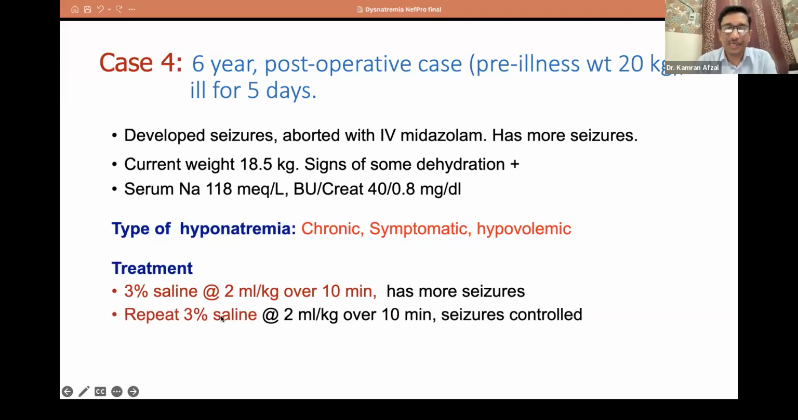Once we have given the second bolus, you must measure the serum sodium. So we measure the serum sodium and find that the serum sodium is 125. The seizures have now aborted. So what do we do now? Now the value of sodium is quite modest, and it might even correct on its own.